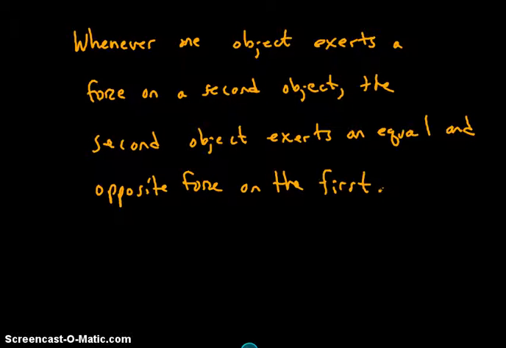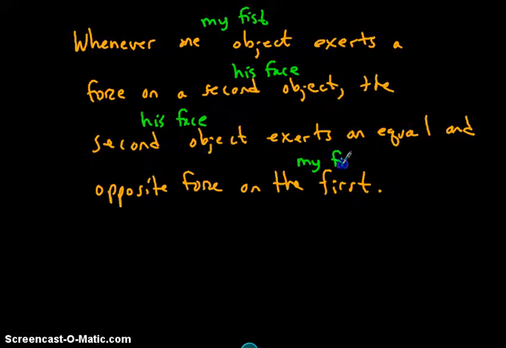more clear. We get a really clear picture of what the reaction is. So whenever one object, let's say the one object is my fist, exerts a force on a second object, let's say that's his face, the second object, well that was his face, exerts an equal and opposite force on the first. That was my fist. So here it is, really, really clear.